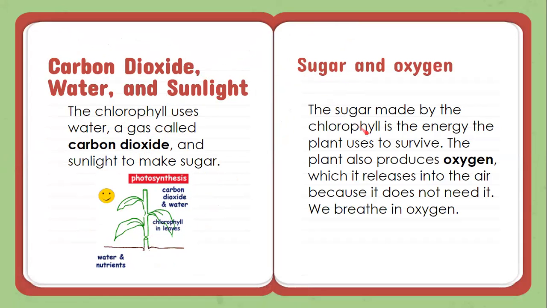So, sugar and oxygen. The sugar made by the chlorophyll is the energy the plant uses to survive. The plant also produces oxygen, which it releases into the air because it does not need it. We breathe in oxygen. So oxygen is really important, and that's why the plant is super important, because the plant gives out oxygen and we need it. Without plants, we won't be able to survive.